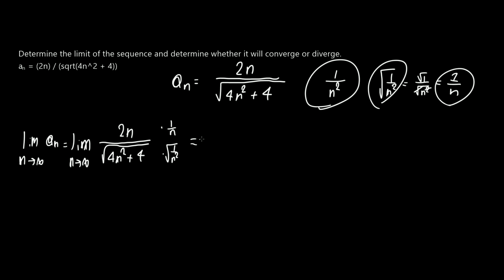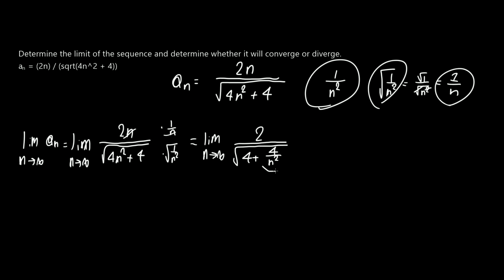So now when we multiply this out, we're going to have the limit as n approaches infinity. And then the top, the n's will cancel, so we're going to have a 2 on the numerator. On the denominator, we're still going to have the square root, and then we're going to have 4n squared multiplied by 1 over n squared. So the n squares are going to cancel, and we're going to be left with just a 4 here. And then plus, we're going to have 4 multiplied by the 1 over n squared, so we can put the 4 on top and then over n squared.